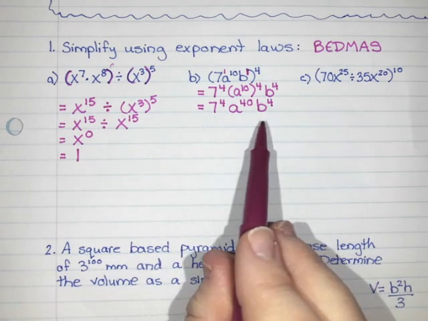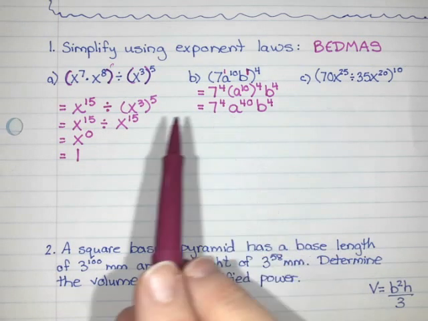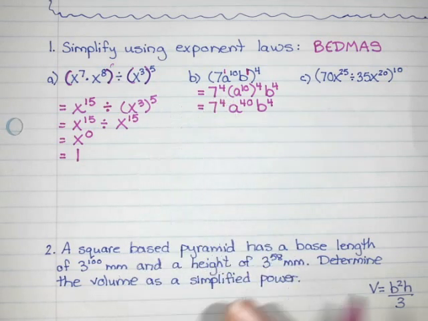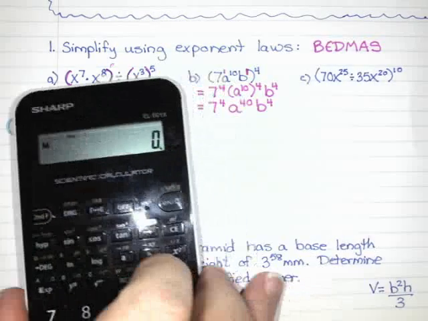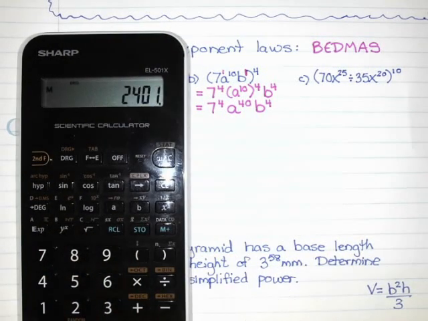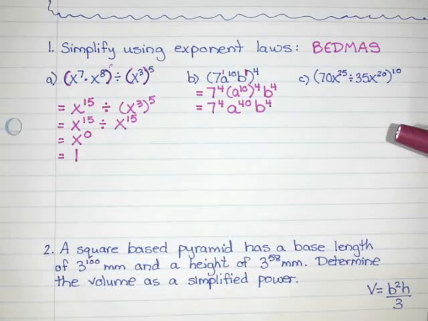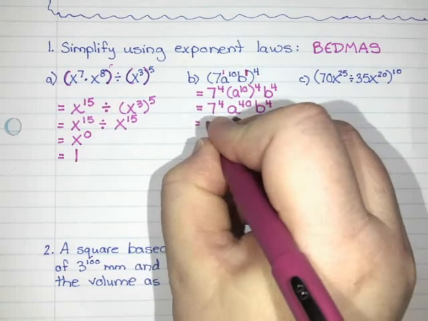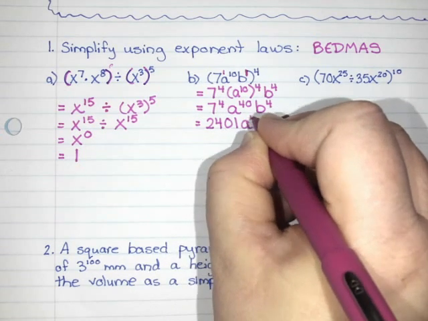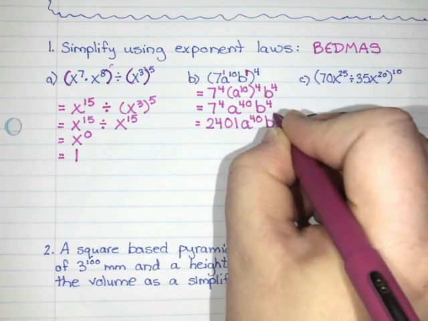Now we could stop there. We've used exponent laws. We have simplified, but often we will work out what the coefficient is. So on my calculator, I am going to work out 7 to the power of 4, which is 2,401. So I have 2,401 a to the 40 b to the 4.